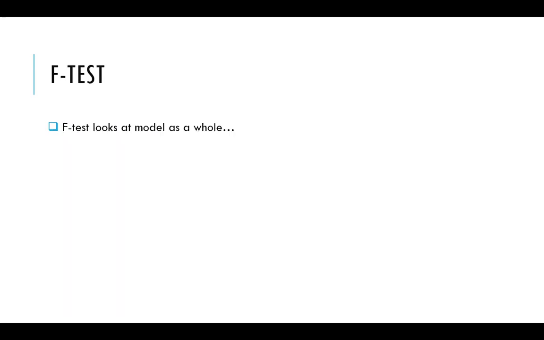The F-test is looking at the model as a whole. But be clear about this. It's testing only if your model is better than having no explanatory variables at all. So read that again. The F-test is simply testing if your model is better than having no explanatory variables at all. Gosh, you hope your model is better than having no explanatory variables, right?